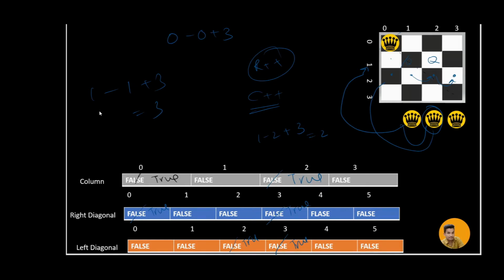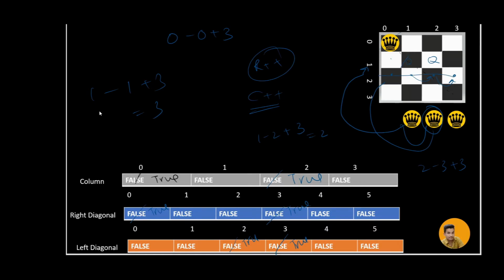Column 3 is false, okay, you can. Right diagonal is 3 plus 2, which is 5. Okay, it is false, you can keep. And for the left diagonal we will also check. So this will be 2 minus 3 plus 3, so this is 2. Oh, it is true, you can't keep here.